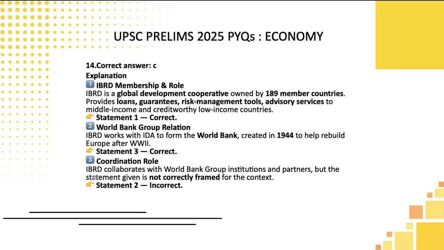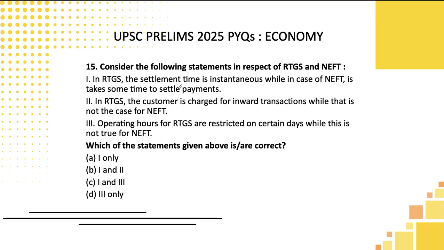So 14th one, correct answer is option C, students. 15th one, they are asking about the basic difference between RTGS and NEFT. This is from the banking sector. Digital payments. This is an important topic. From last year, they have asked 2 questions in digital payment.